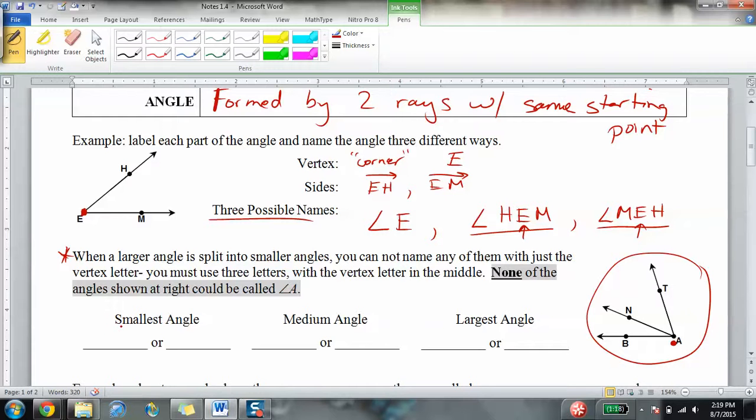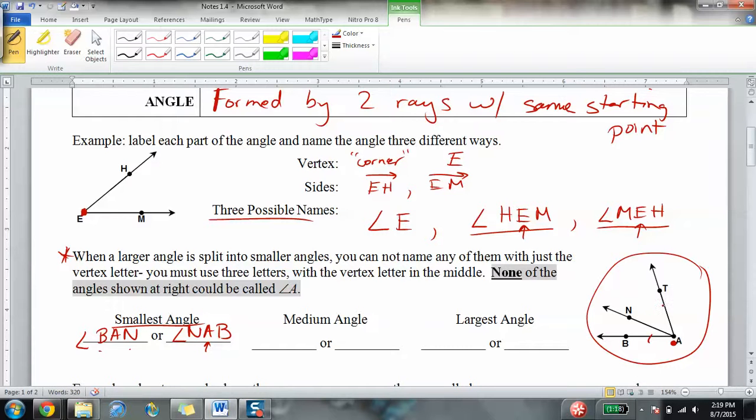For example, if we were to name the smallest angle, this angle right here on this diagram, we could call that angle BAN, or we could call it angle NAB. We need one letter from each side, and we need that vertex point to be in the middle. It doesn't matter which order we use, the B first or the N first, as long as we have that vertex point in the middle.